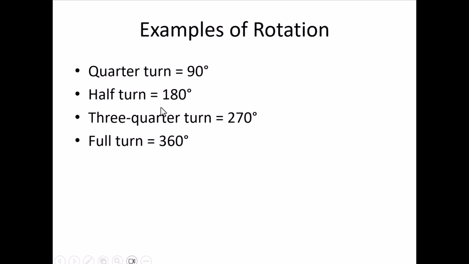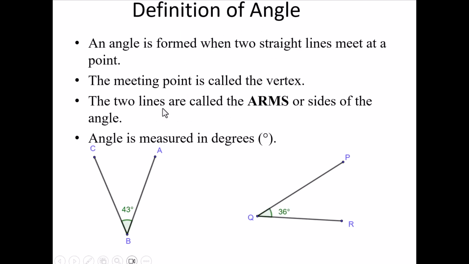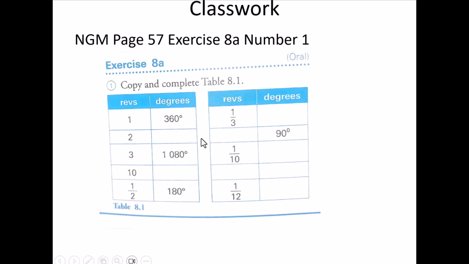So with this knowledge, I believe angles are not a problem. We know what angle means. We can define it. We can identify the vertex, the arms, the side, and the degrees, which are the symbols for measuring angle. So with this, the lesson is over.